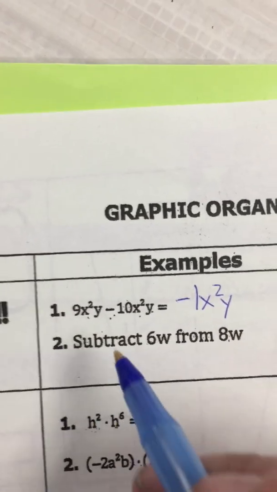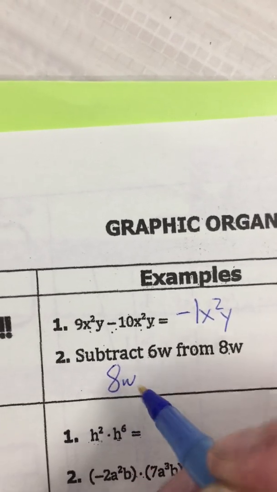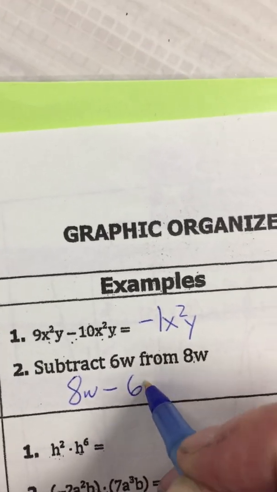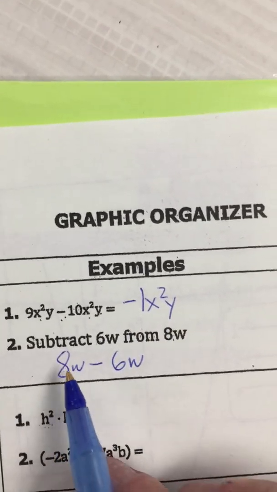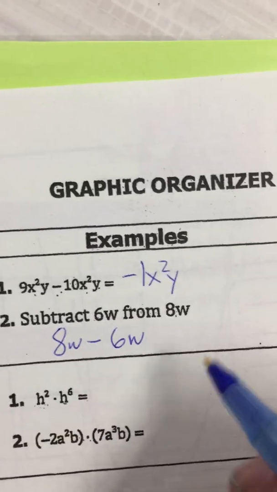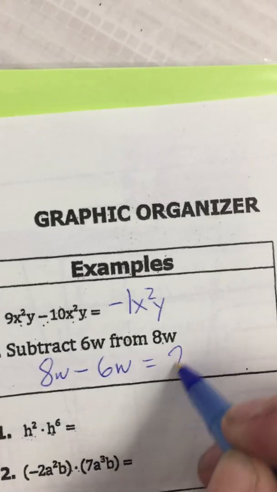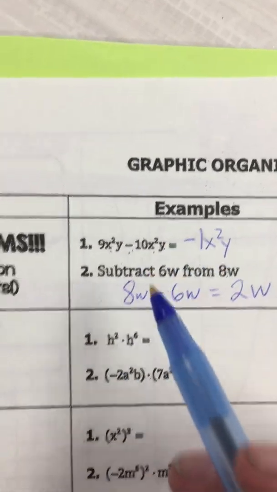Okay? I'm subtracting 6w from 8w, so I start with the 8w and subtract the 6w from it. So this is the problem that they described, 8w minus 6w. 8 somethings minus 6 somethings. The somethings are the same, so I can combine them. And 8 minus 6 is 2 somethings. Don't change the somethings. So that's when you're adding and subtracting.